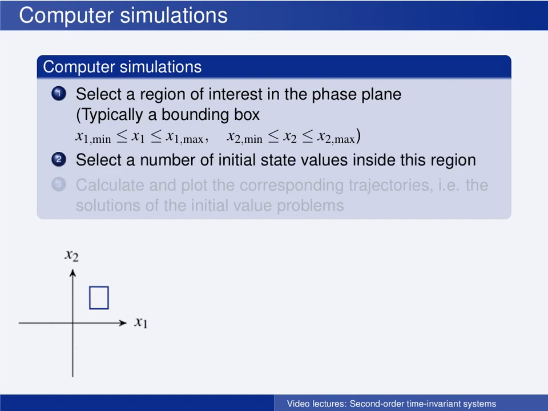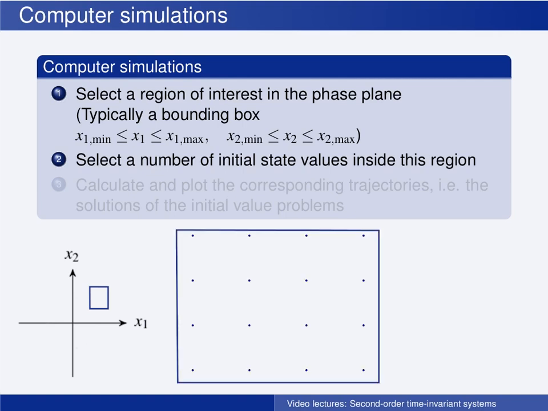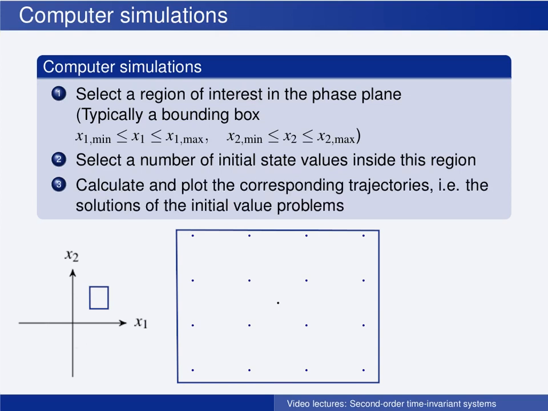The next thing to do is to select a number of initial state values inside this region. The simplest approach is to place them uniformly on a grid throughout the bounding box, but you will see that an evenly spaced set of initial conditions rarely gives an evenly spaced set of trajectories, and it's therefore a better approach to select the initial points interactively, such that you can choose initial state values to cover the areas in the bounding box which have not already been well covered by previously plotted trajectories. And then you calculate and plot the corresponding trajectories, that is, the curves representing the solutions of the corresponding initial value problems.